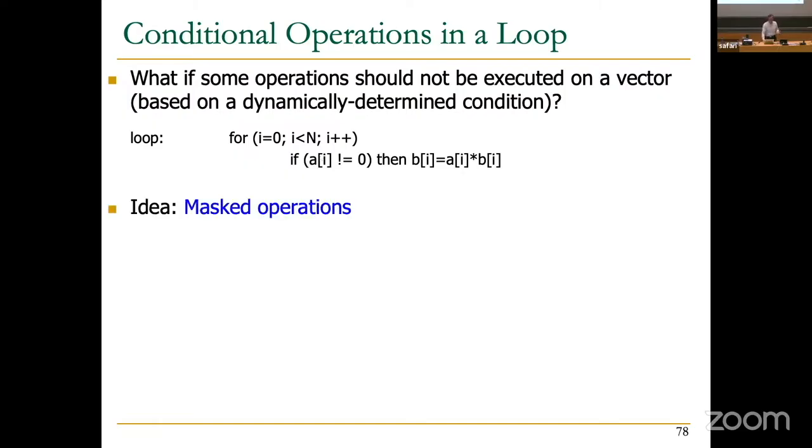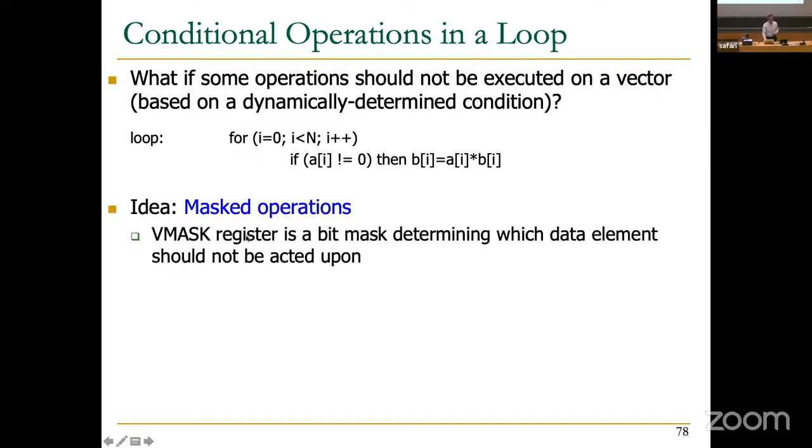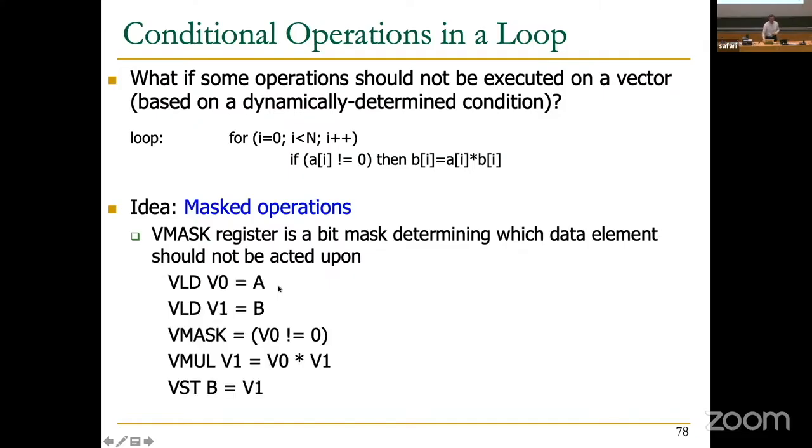So basically, the idea is to use masked operations. You set the vector mask register. It's a bit mask determining which data elements should not be acted upon. So this is how you would translate this code. You vector load V0, V1, A, and B, as we normally do. And then we set the vector mask register by checking whether each element of vector 0 is not equal to 0, as you can see, based on this condition. This sets the vector mask register. Elements corresponding to not equal to 0 being true are set to 1.